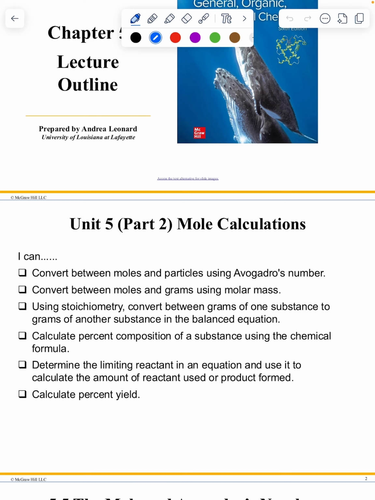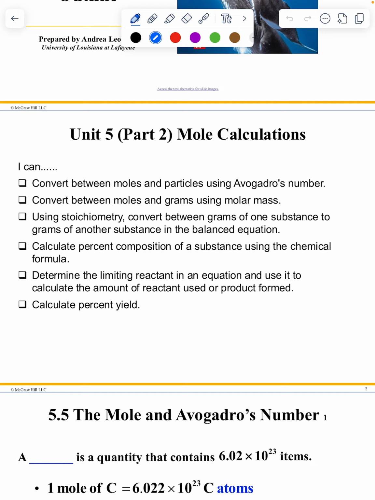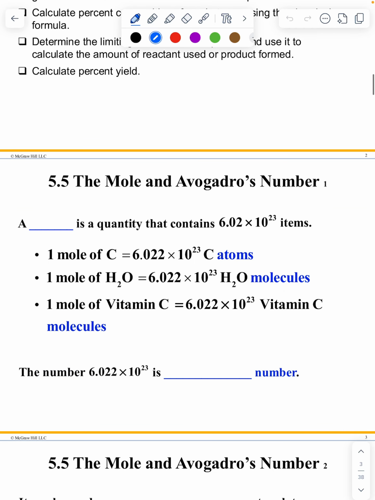The learning objectives are listed here. By the end of this part 2, you need to be able to convert between moles and particles, between moles and grams. You will learn how to use something called stoichiometry, and that will allow you to use a balanced equation to convert between grams of one substance in the equation to grams of another. We'll also go over how to calculate percent composition, determine the limiting reactant in an equation, and then lastly to calculate percent yield.